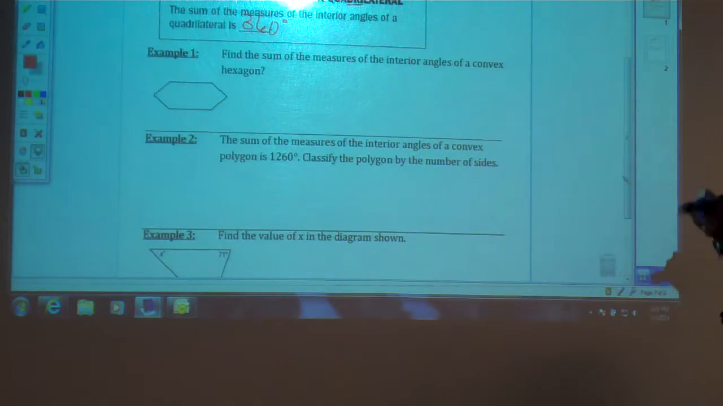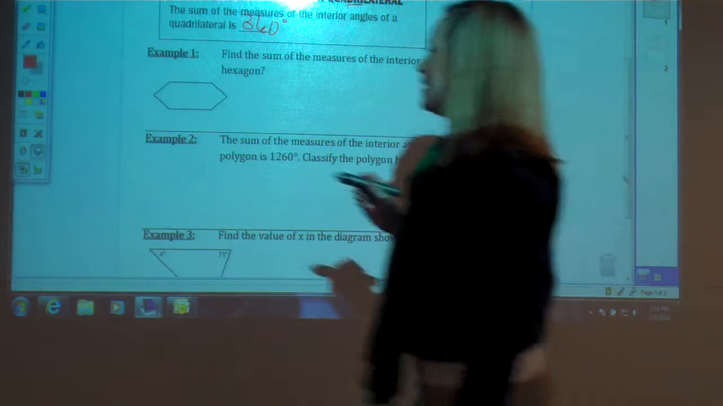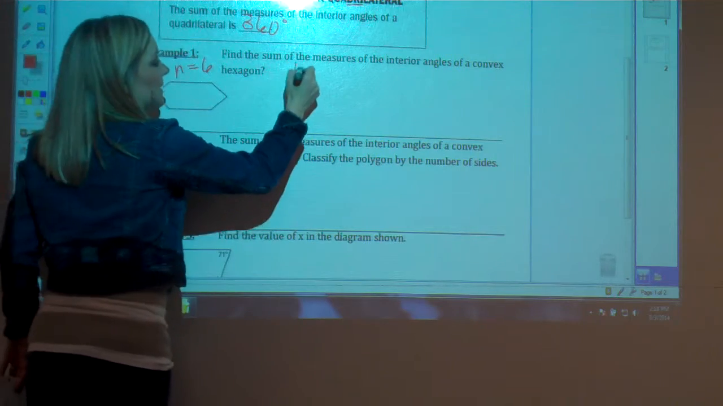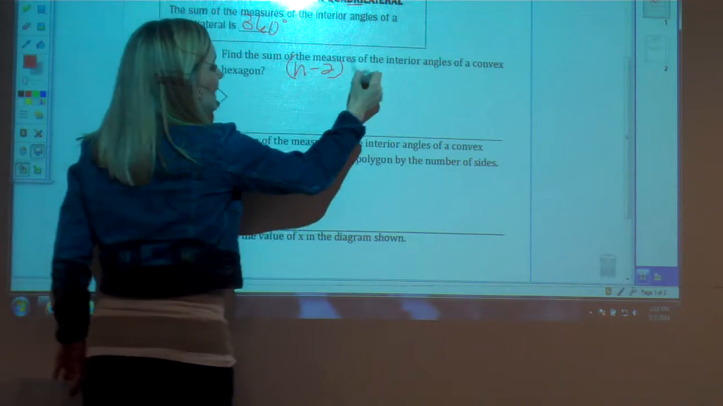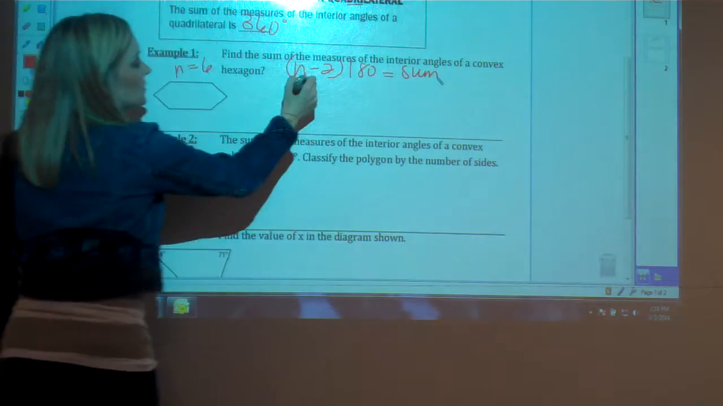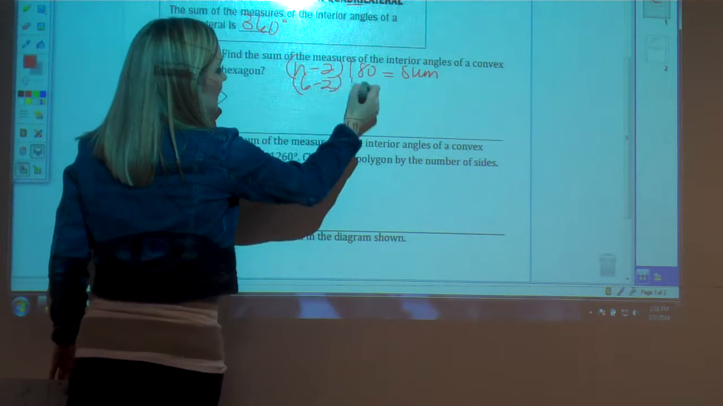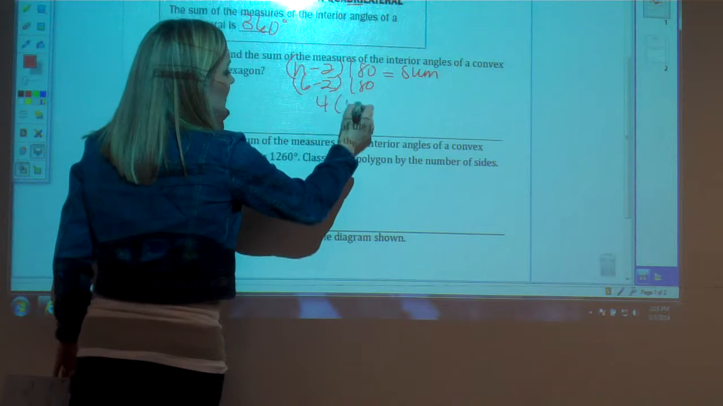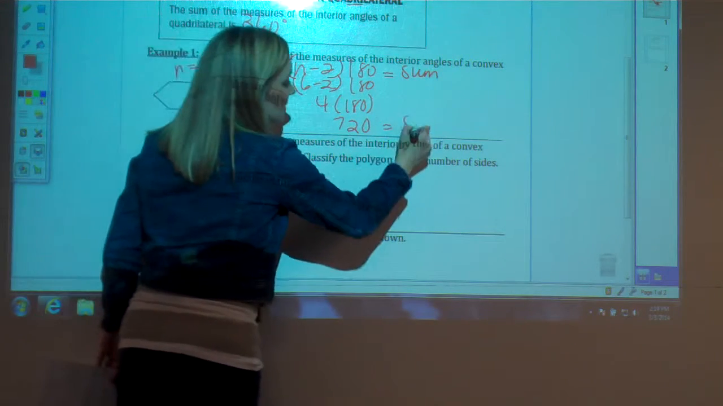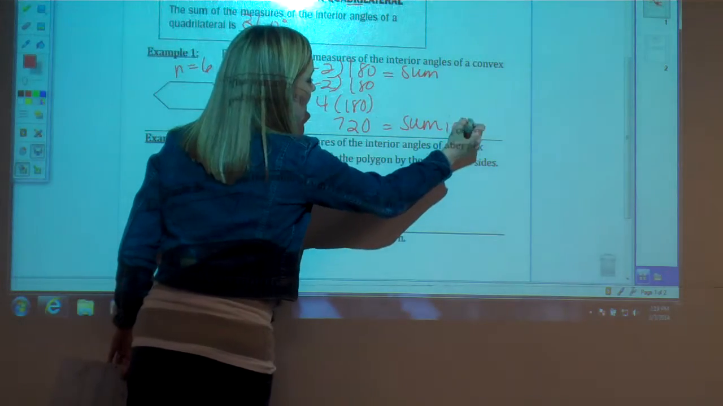Find the sum of the measures of the interior angles of a convex hexagon. That means n is going to be equal to 6. So if I plug it in, n minus 2 times 180, this is going to equal my sum. Okay? So 6 minus 2 times 180 gives us 4 times 180, which is equal to 720, is equal to my sum of my interior angles.